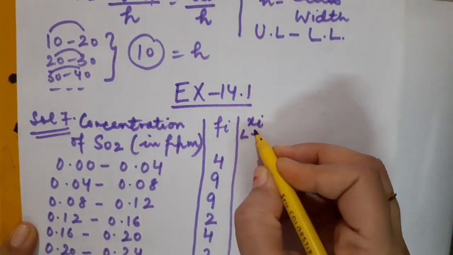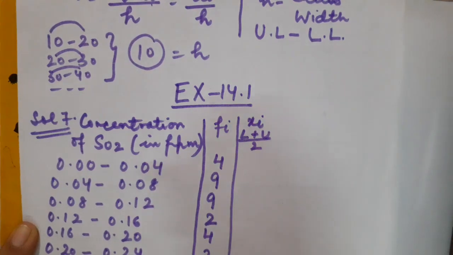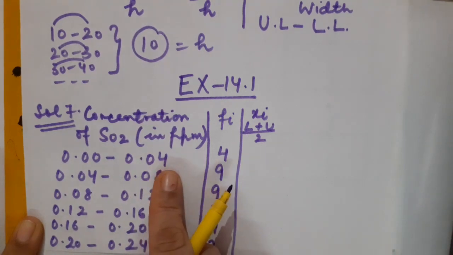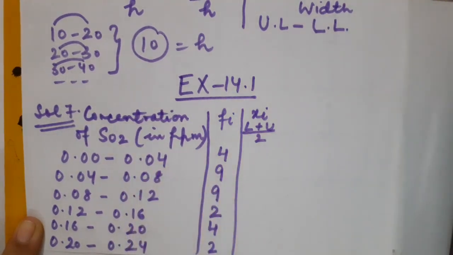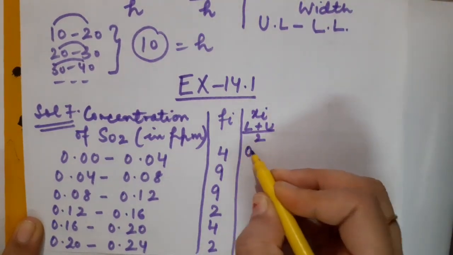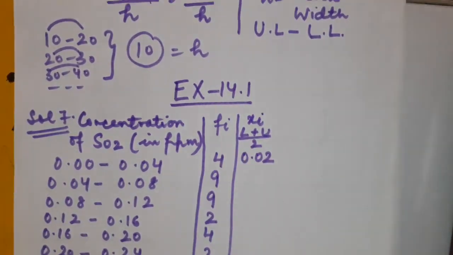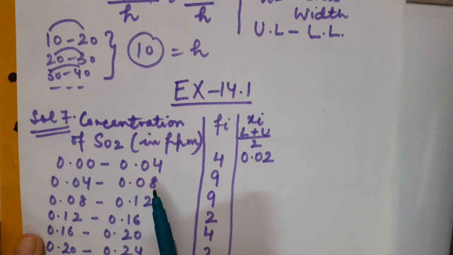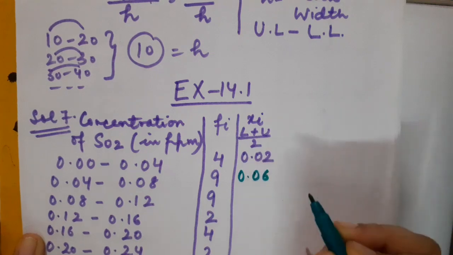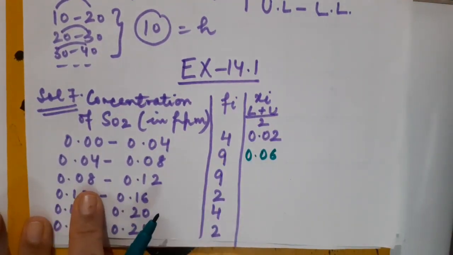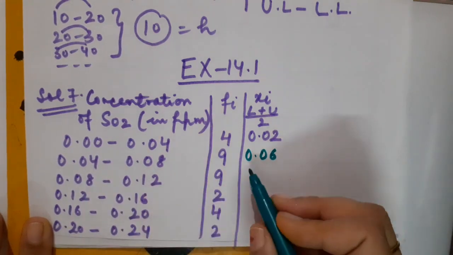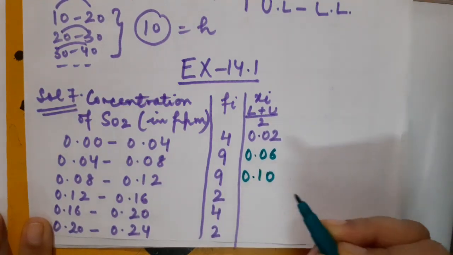So children, first of all we are going to calculate xi, that is class mark. You know this is lower limit plus upper limit divided by 2. So let us start calculating. 0.00 plus 0.04 will give you 0.04. When it will be divided by 2, you will be getting 0.02. Let us reach to the next interval. Summation of 0.04 and 0.08 will give you 0.12. Divided by 2, we will be getting 0.06. Correct? Now 0.08 plus 0.12 will be added. We have got 0.20. So when it is divided, you will be getting 0.10.